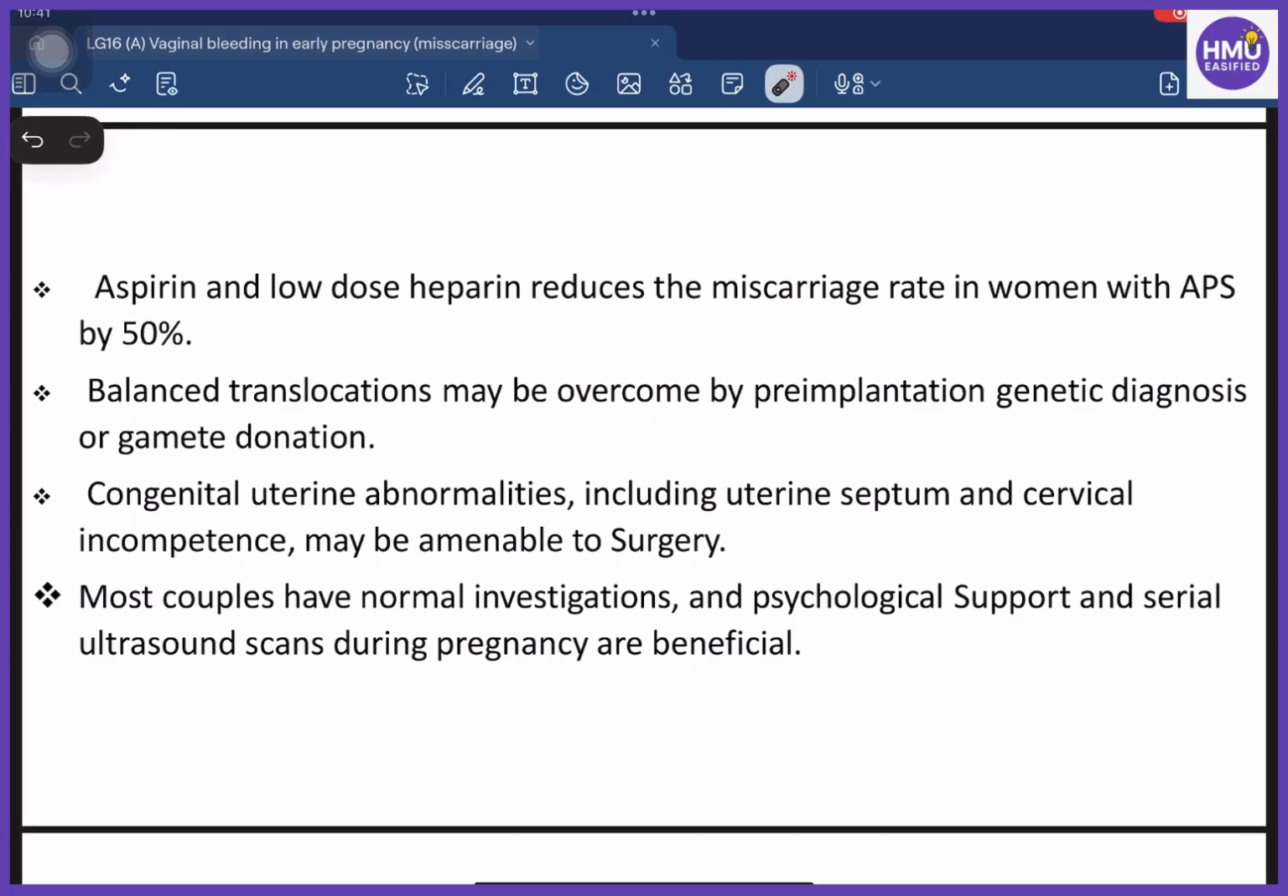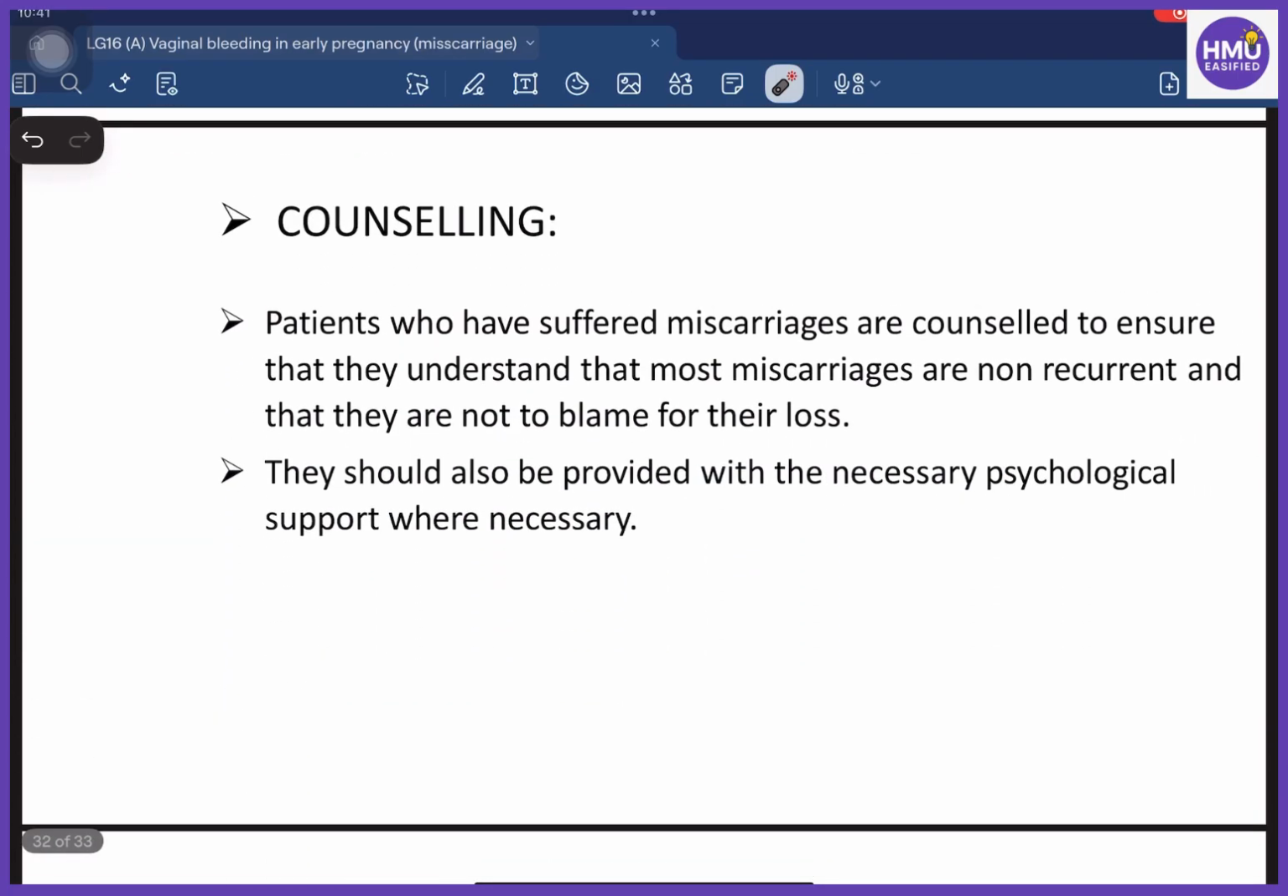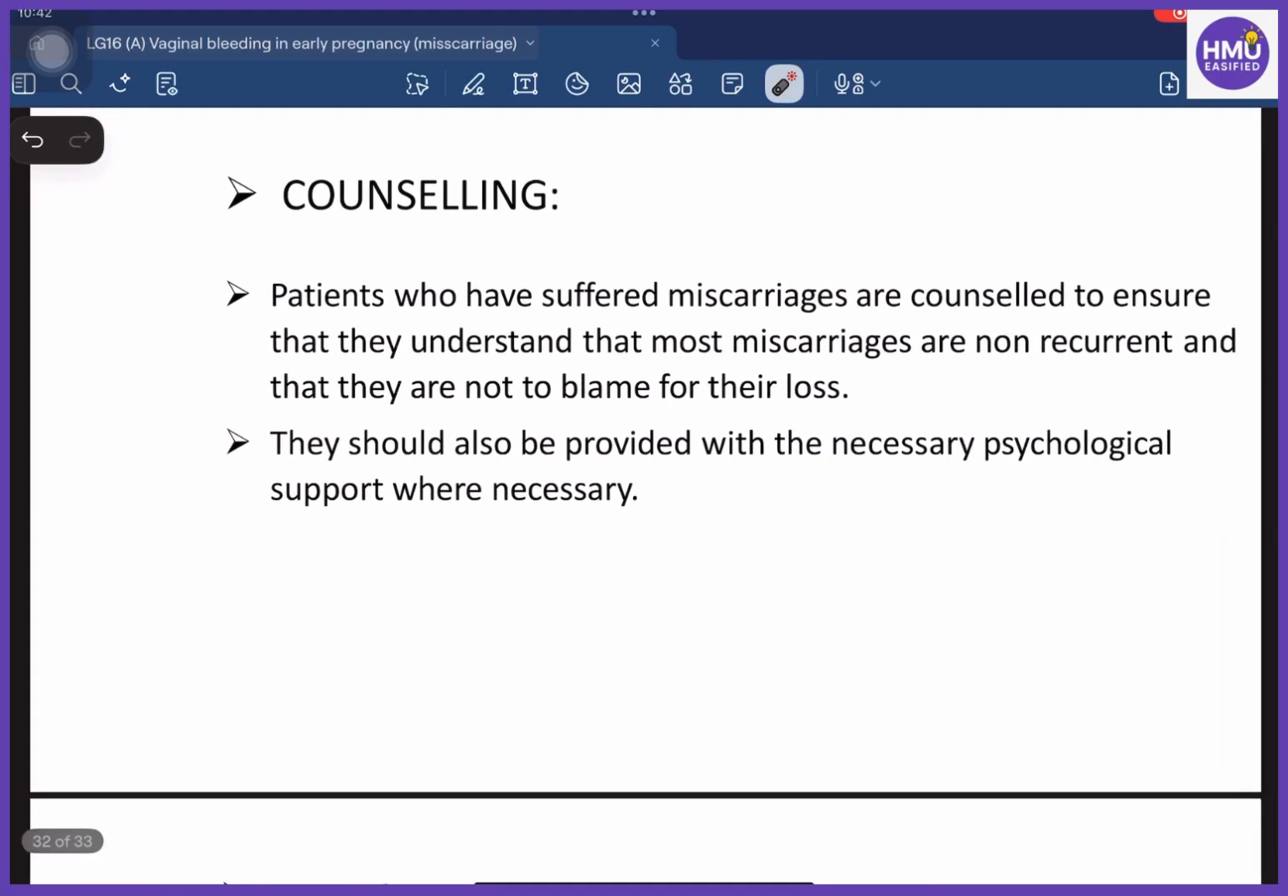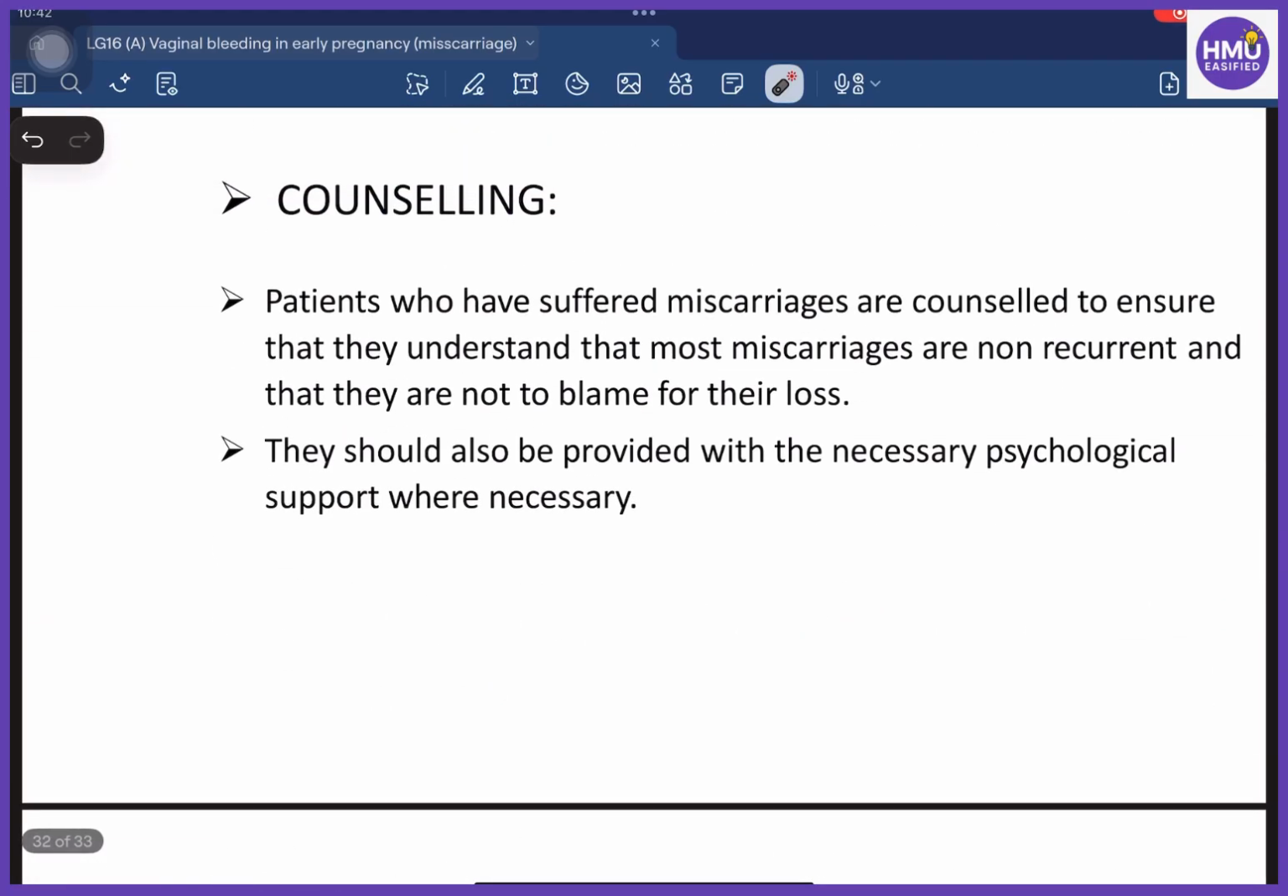You should know it's not a problem, but there may be another miscarriage. So patients who have suffered miscarriages are counseled to ensure that they understand that most miscarriages are non-recurrent and they do not blame themselves for their loss. They should be provided with necessary psychological support.